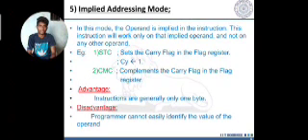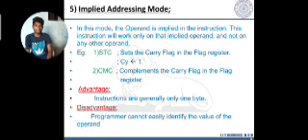Now the last addressing mode, that is the implied addressing mode. In this implied addressing mode, the operand is implied in the instruction. This instruction will work only on the implied operand, not on any other operand. For example, STC means set the carry flag in the flag register. And the second one, CMC, means complement the carry flag in the flag register.